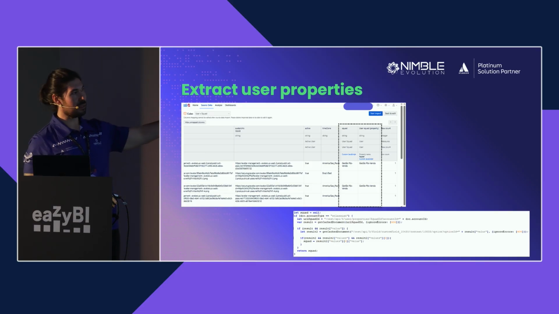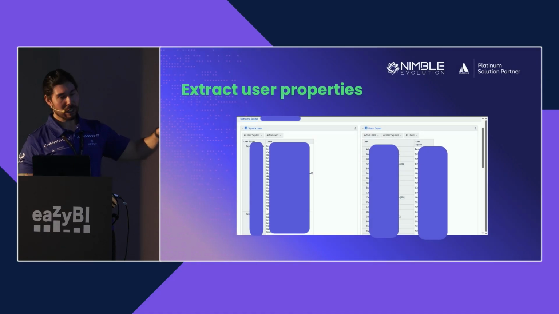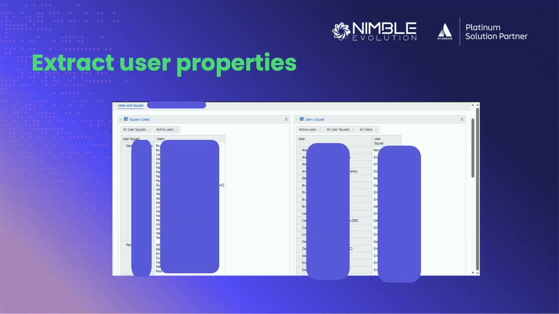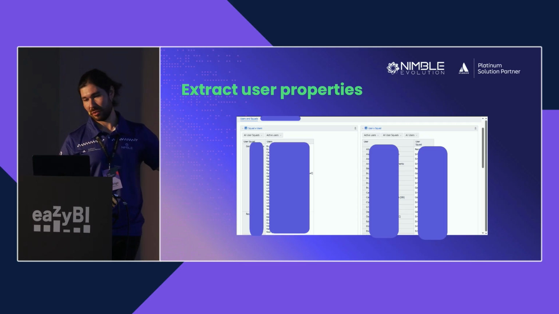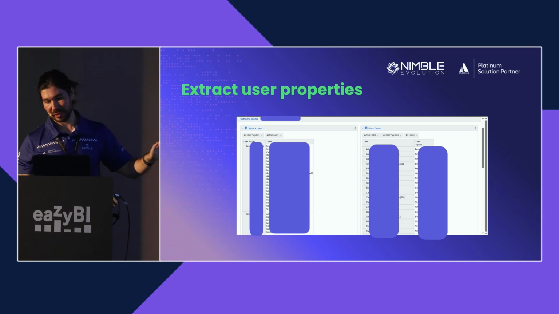So we mapped this information as properties and as a dimension to be able to build these two tables, one showing who belonged to each squad and, for each squad, who were the users in it. So this was now easy for everybody in the company to know who belongs to which squad.